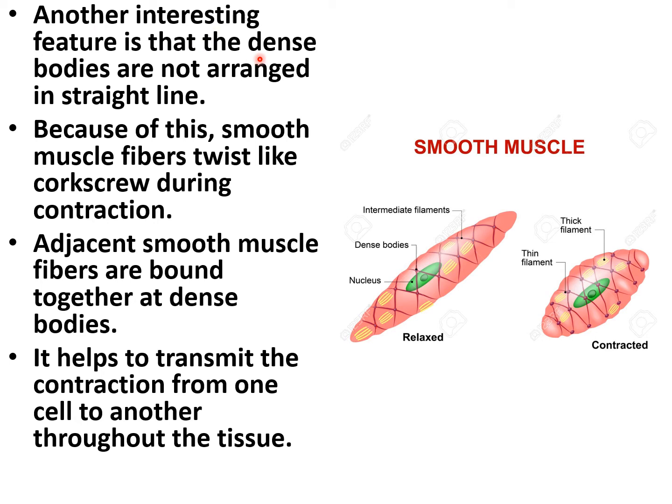Another interesting feature is that the dense bodies are not arranged in a straight line. Because of this, the smooth muscle fiber twists like a corkscrew during contraction, and adjacent smooth muscle fibers are bound together at the dense body, which helps to transmit the contraction from one cell to another throughout the tissue. So here you can see smooth muscle in a relaxed condition and smooth muscle in a contracted state. This is a dense body, and here the condition of the thick and thin filaments, and here the muscle fibers are shortened.